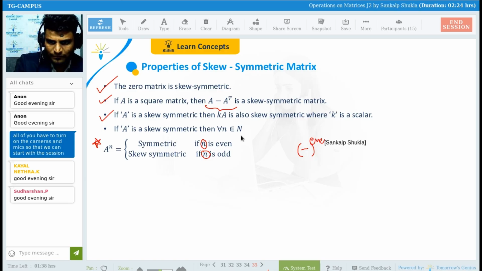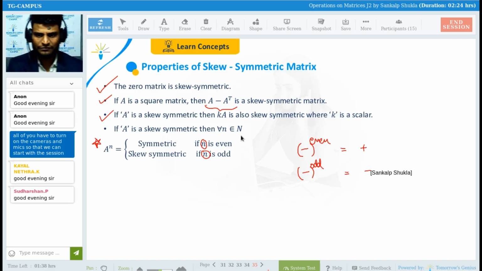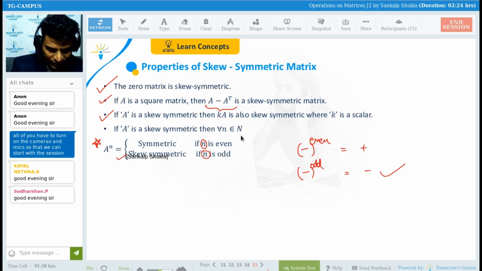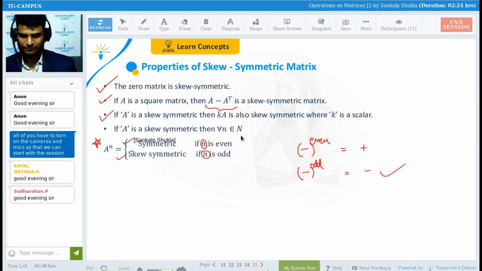You can use this fact also: minus raised to the power even is always plus, and minus raised to the power odd is always minus. So in case of minus, you are getting skew symmetric. This is the reason. So just note down all the properties.